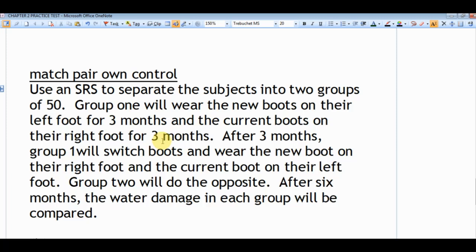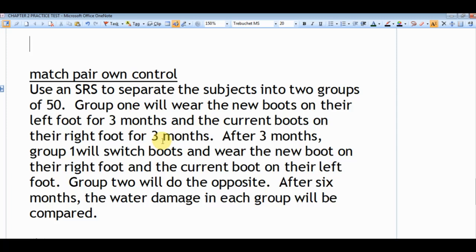Okay. We're going to use an SRS to separate the subjects into two groups again. Okay, group 1 wears a new boot on the left foot and then the current boot on the right foot for 3 months. Then, after 3 months, group 1 is going to switch and they're going to wear the new boot on the right foot and the old boot on the left foot.